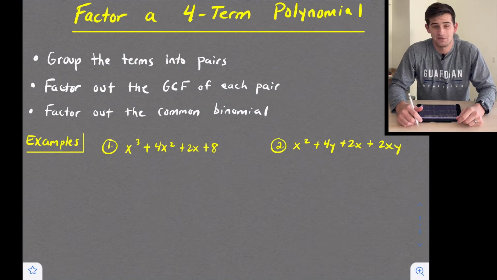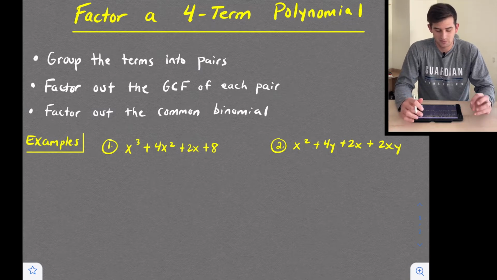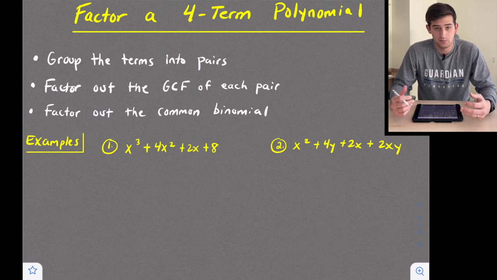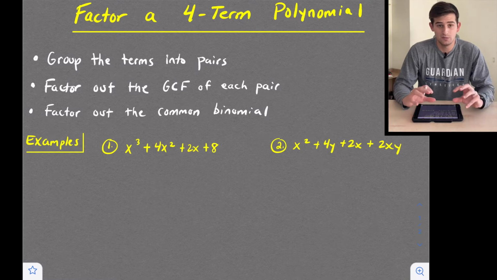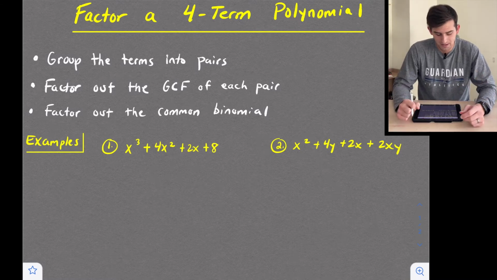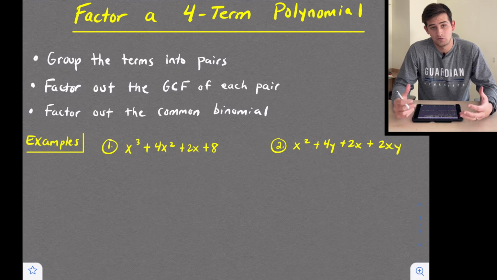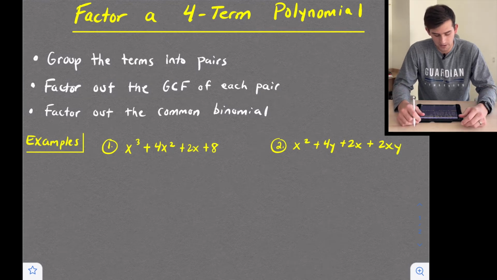In this video we're going to talk about how to factor a 4-term polynomial. So there's kind of a 3-step process. We want to make sure we group the terms into pairs. So if we have 4 terms, we want 2 pairs of binomials. Then we're going to factor out the GCF, or the greatest common factor of each pair. And then lastly we'll factor out the common binomial.